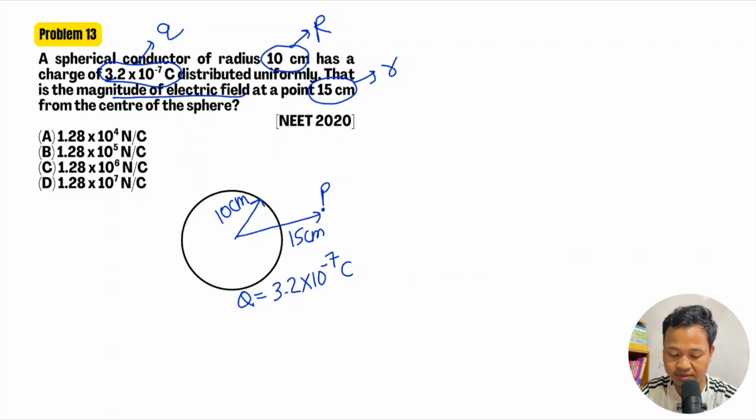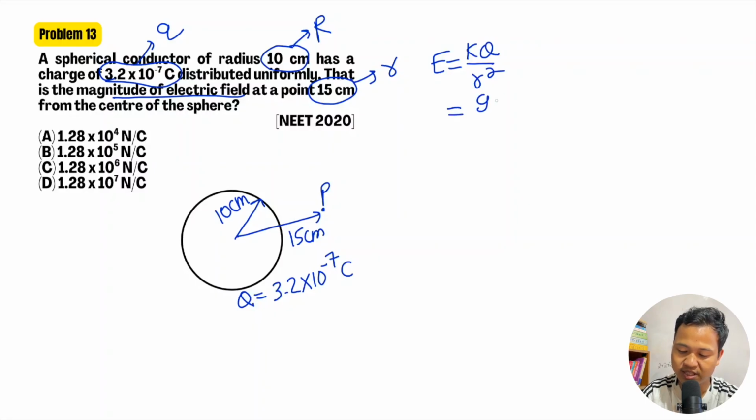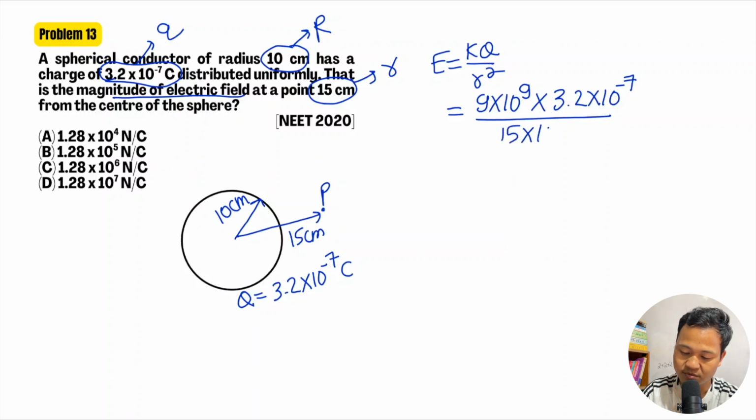Then the magnitude of the electric field at the point 15 centimeter. It is outside the spherical conductor, so the formula is kq by r square. So E is equal to kq by r square. How much is this? 9 into 10 power 9 into charge, 3.2 into 10 power minus 7, divided by r, which is 15 into 10 power minus 2, the whole square.